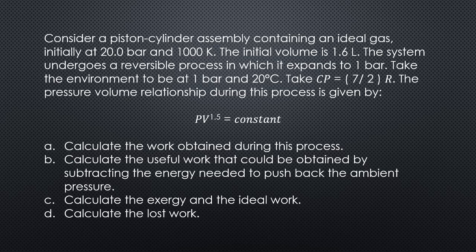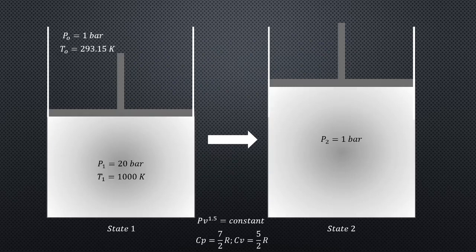A. Calculate the work obtained during this process. B. Calculate the useful work that could be obtained by subtracting the energy needed to push back the ambient pressure. C. Calculate the exergy and the ideal work. And letter D. Calculate the lost work. We have here a diagram for the problem.